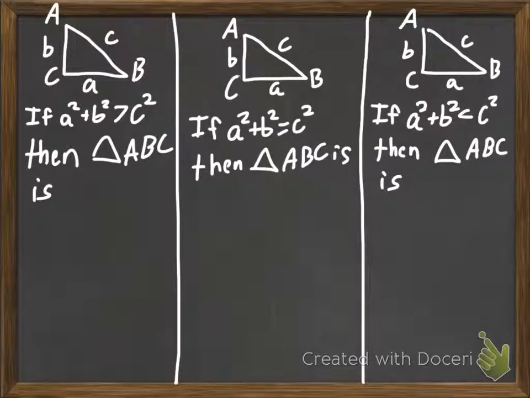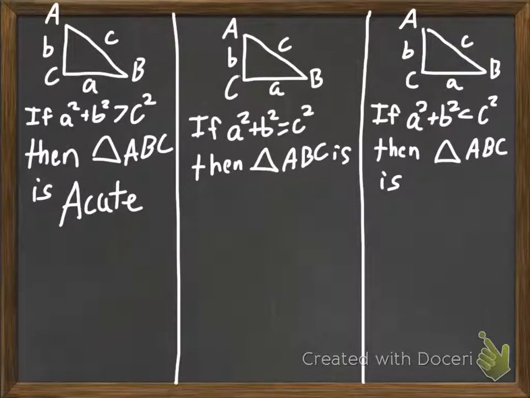So starting on the left, if we see that a squared plus b squared is greater than c squared, then triangle ABC is acute. Now, when I say a squared plus b squared and c squared, what you're basically going to do is list the sides in order from smallest to largest. The smallest side will be your a, the middle length will be b, and then the biggest side will be c. So that's how you need to order these.